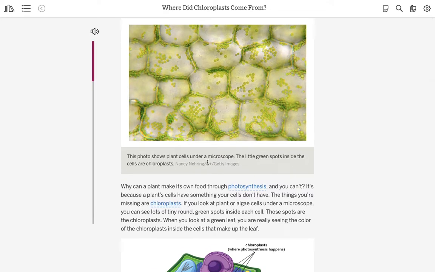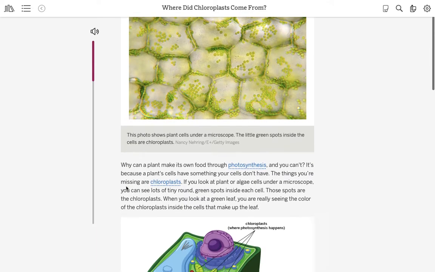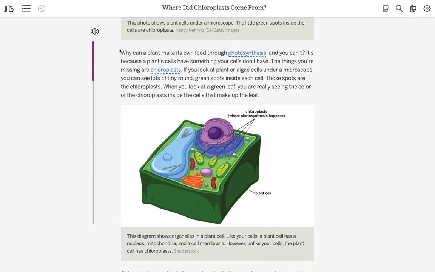This photo shows plant cells under a microscope. The little green spots inside the cell are chloroplasts. Why can a plant make its own food through photosynthesis and you can't? It's because a plant's cells have something your cells don't have. The things you're missing are chloroplasts.